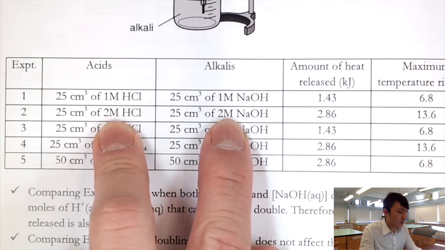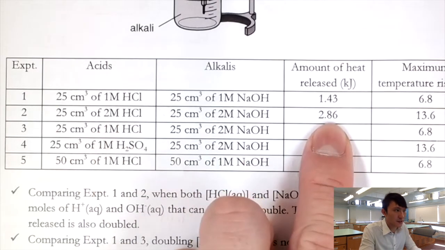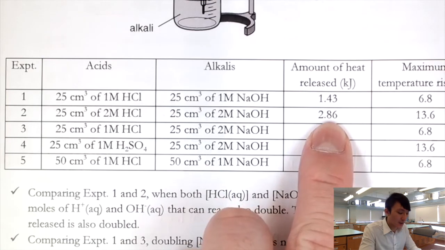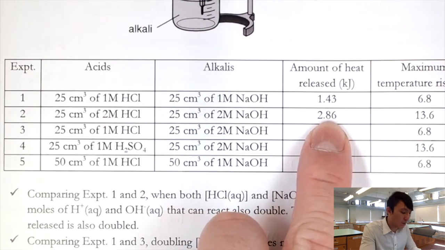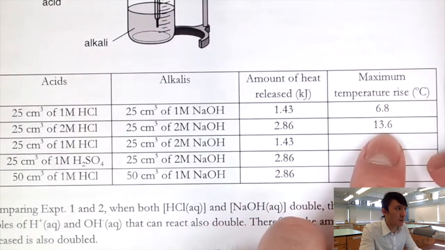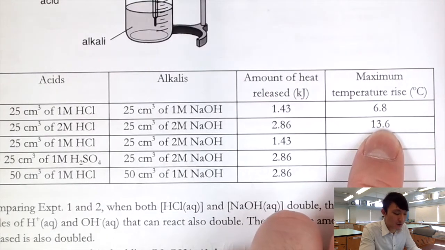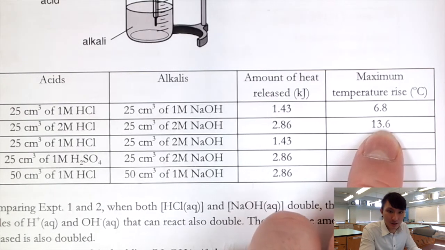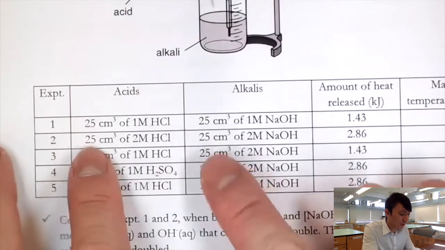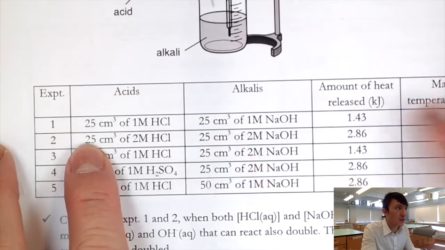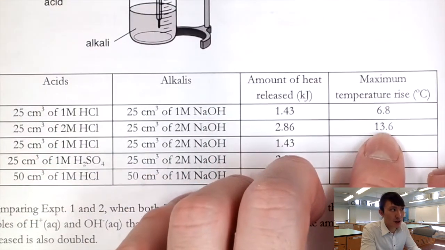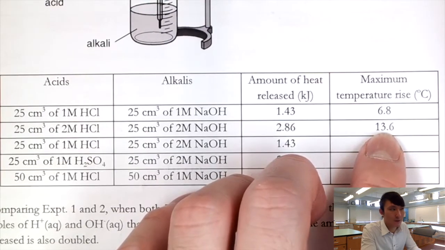So the number of mole of H+ and OH- reacted should also be doubled. So you see the total amount of heat is doubled. That makes a lot of sense. Double the amount of water is formed. However, the maximum temperature rise also increased, because with double the amount of heat produced but the total volume remained unchanged, the maximum temperature rise would obviously be doubled. That makes a lot of sense.